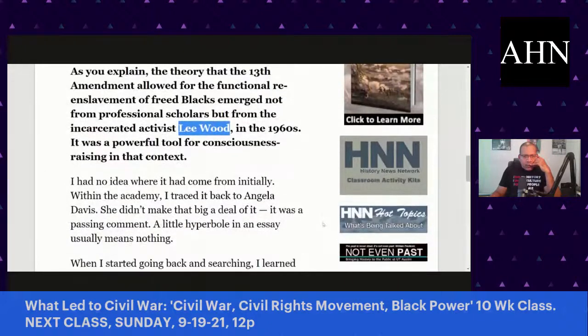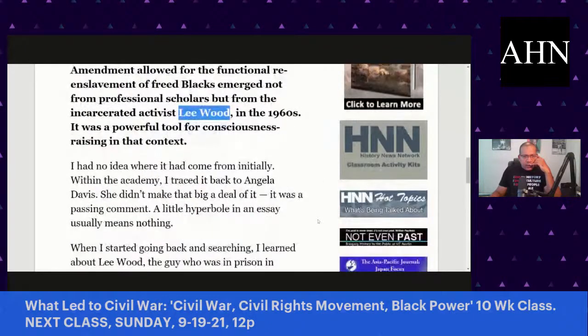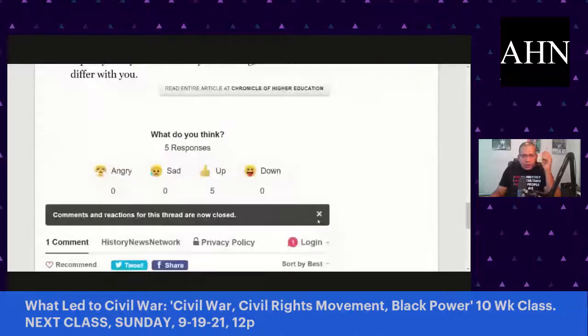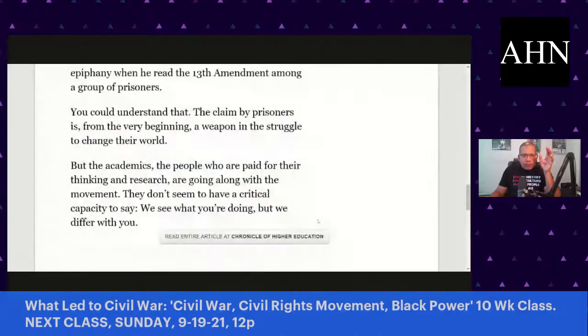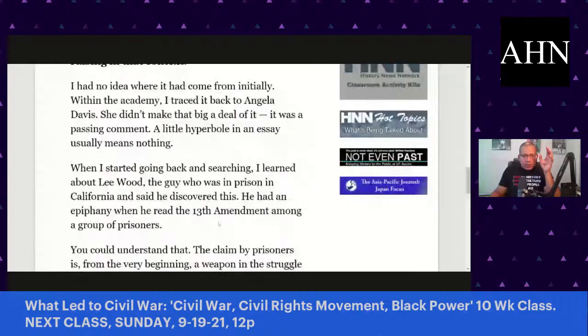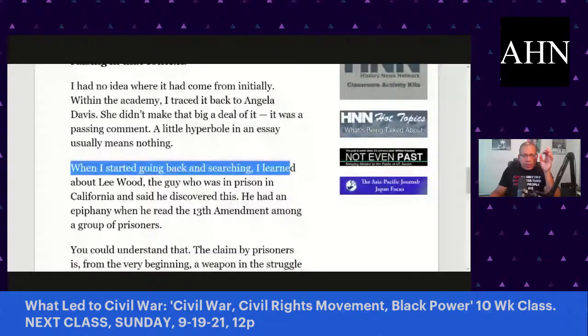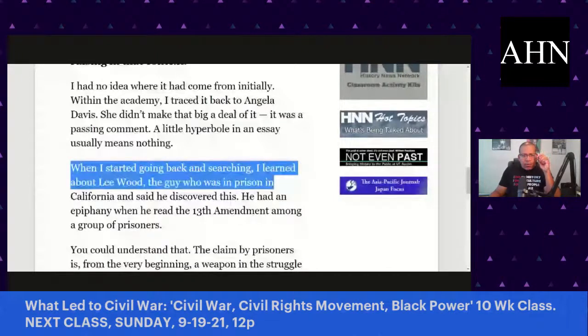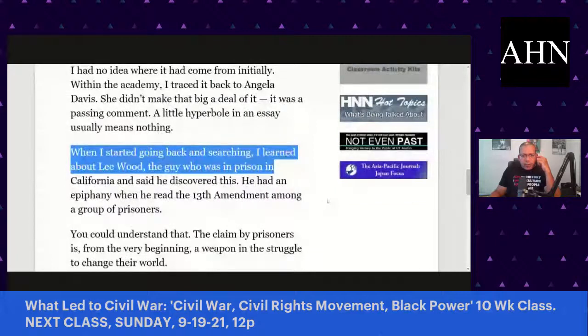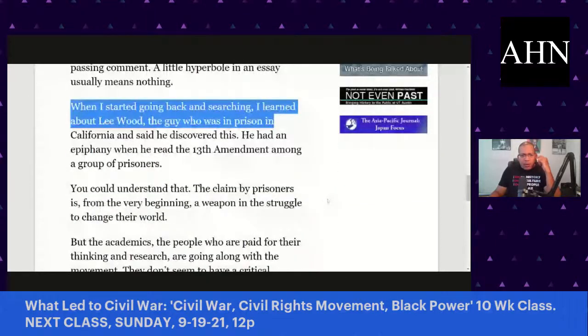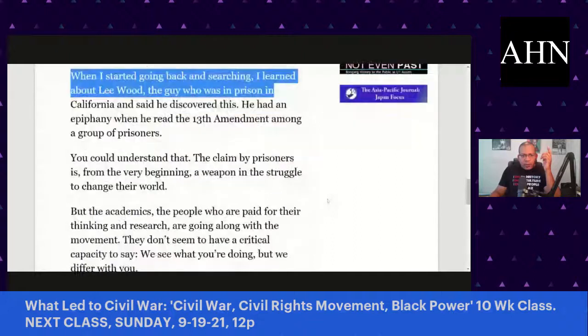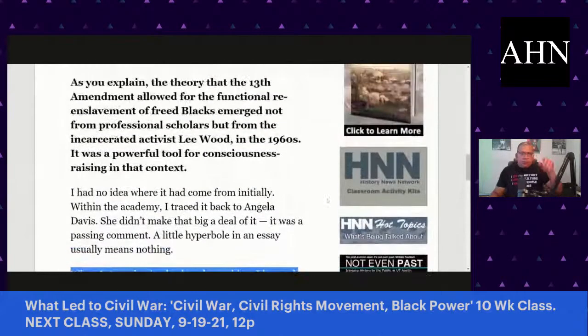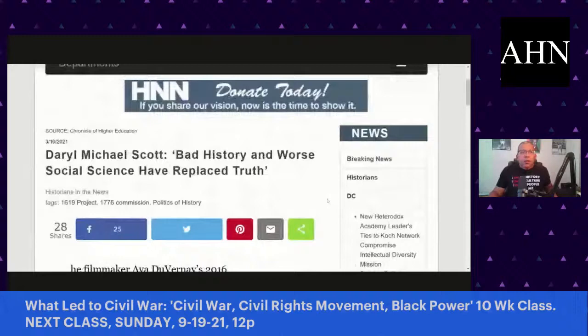He deals with Lee Wood, who was a prisoner in California in the 1960s. He said, when I started going back and searching, I learned about Lee Wood, the guy who was in prison in California, and he said he discovered this. He had an epiphany when he read the 13th Amendment among a group of prisoners. So he thought that's why he was in prison, because of the 13th Amendment to the U.S. Constitution. No. Go read this full article here.